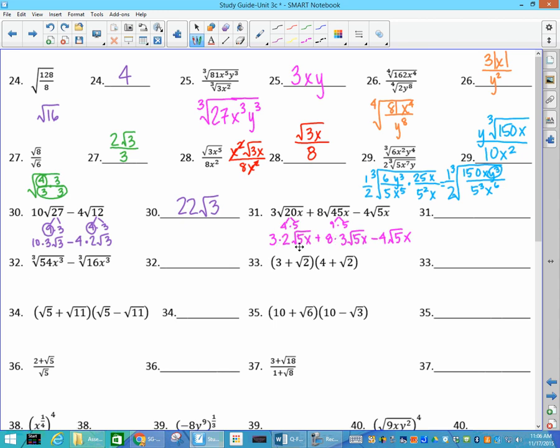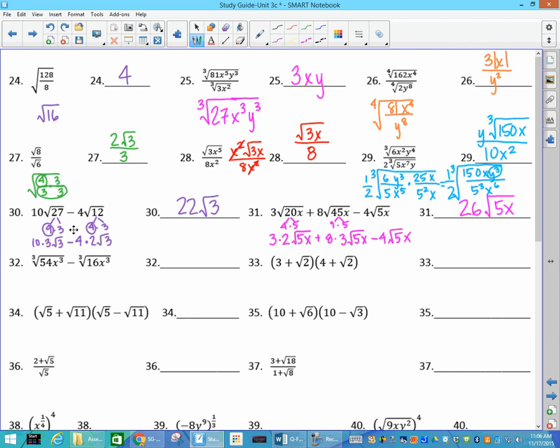That's 6 blobs plus 24 blobs. 6 plus 24 is 30. Minus 4 blobs. And 30 minus 4 is 26 blobs. And my blobs are the square root of 5x. Make sure that you extend that radical over your whole radicand, because sometimes people put things in the wrong place and it can be misconstrued.